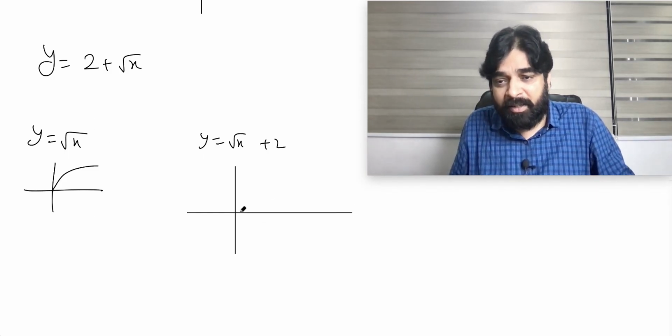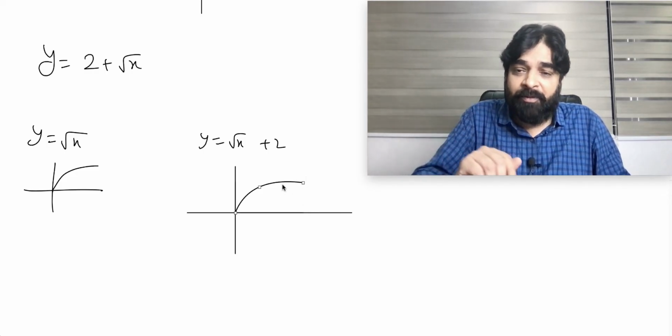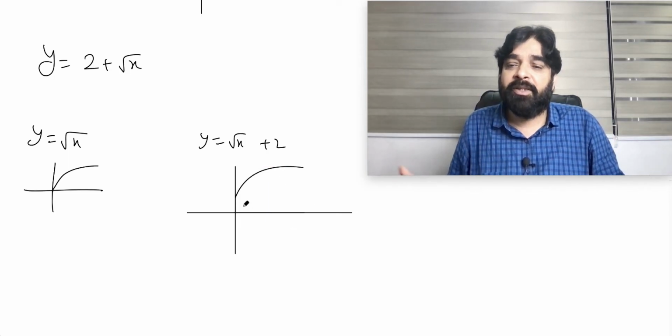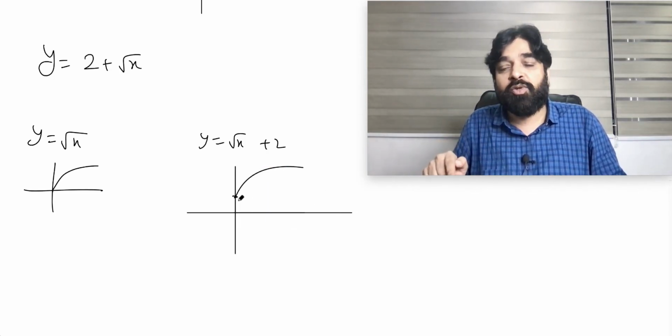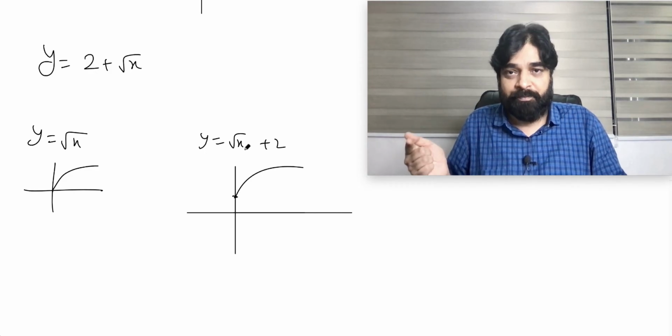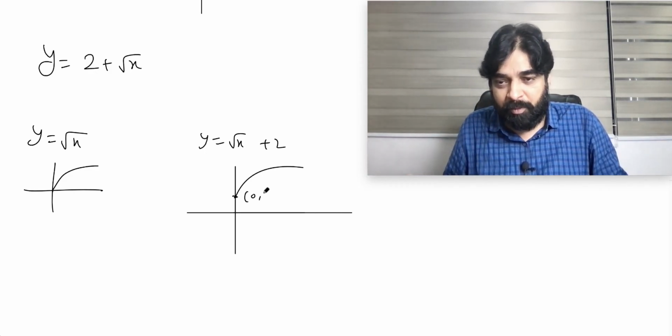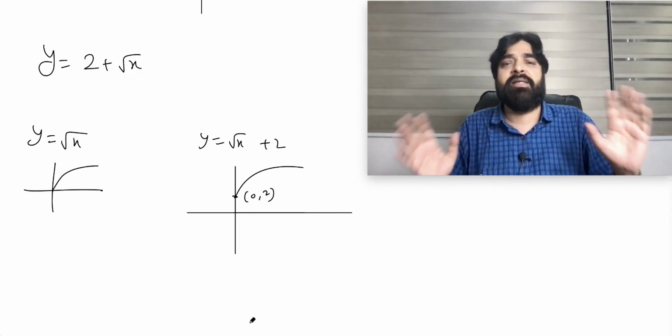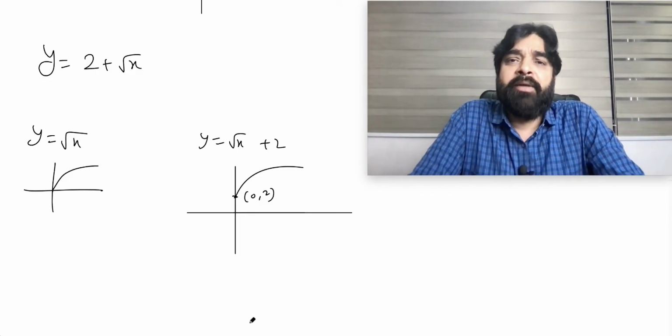From here upward, actually the root x graph is this. Am I right? This graph, I have to shift 2 units up. Shift it. Finish. What is this coordinate? To get this coordinate, I will put x equal to 0. So y equal to 2, so this is 0 comma 2. Have you understood? This is very simple, not at all difficult.